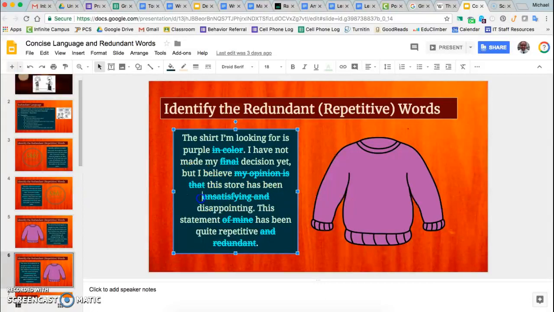And here, disappointing and unsatisfying mean the same thing. So it could just be the store has been disappointing. The statement of mine, nobody else is talking, so obviously it's mine that I'm talking about, has been quite repetitive and redundant. Repetitive and redundant mean the same thing, so that could be taken out. Okay.